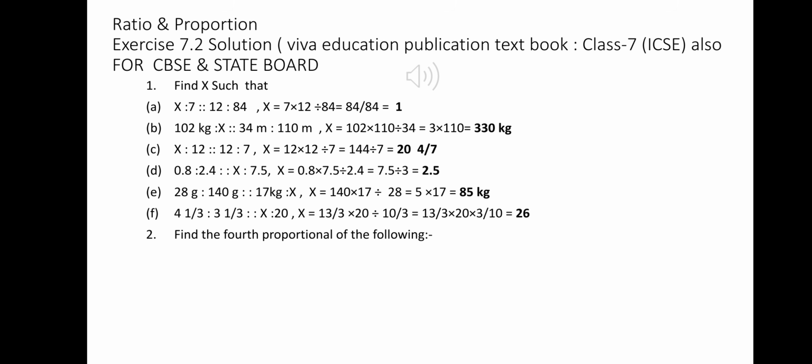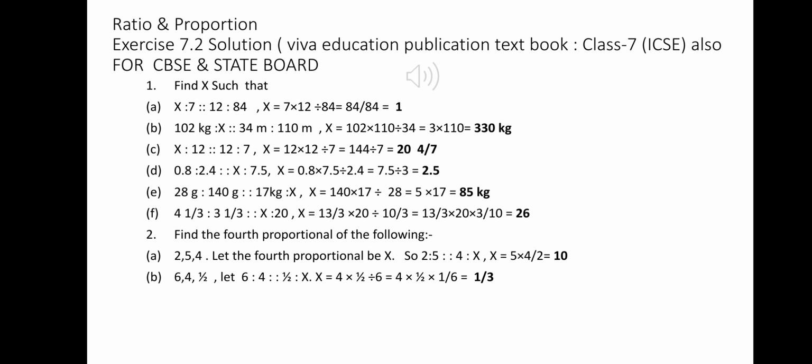Now the second question is, find the fourth proportional of the following. 2, 5, 4. Let the fourth proportional be x. So 2 is to 5 is to 4 is to x. That will give you 10 as the answer, because 5 into 4 upon 2 is 10.